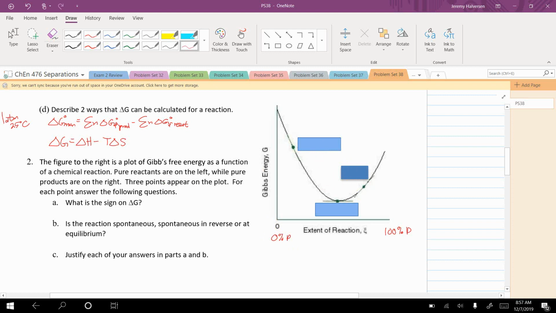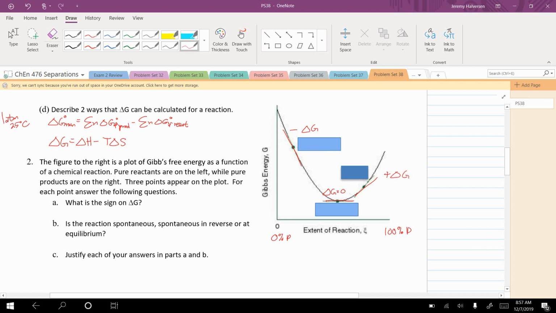I've got 3 points on here, and I want to answer these questions for 3 points. What's the sign of delta G? Well, this is a graph of G, not of delta G. If this is the graph of G, then delta G is the slope of the graph at any given point. So what's the slope of the graph at this point? That's negative because it's going down. So the sign is negative. Here, that's 0. It's flat. And here the slope is positive, so that's a positive delta G.